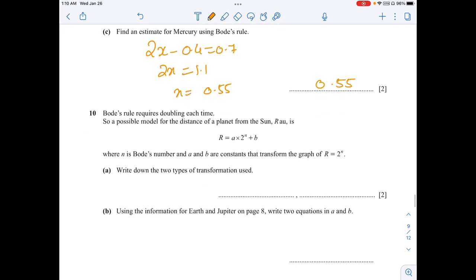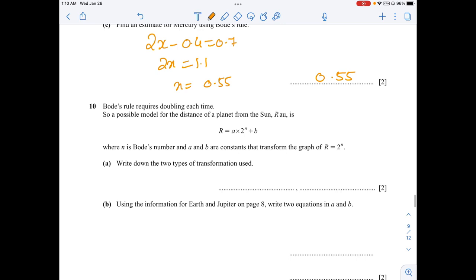Bode's rule requires doubling each time. So a possible model for the distance is r equal to a times 2 to the power of n plus b, where n is Bode's number, that is 0 to 7, and a and b are the constants that transform the graph r equal to 2 to the power n. Write the two types of transformation. Whenever you are multiplying by a, it is called a stretch. And whenever you are adding b, it is called a translation. So the 2 to the power n graph has been stretched and translated.